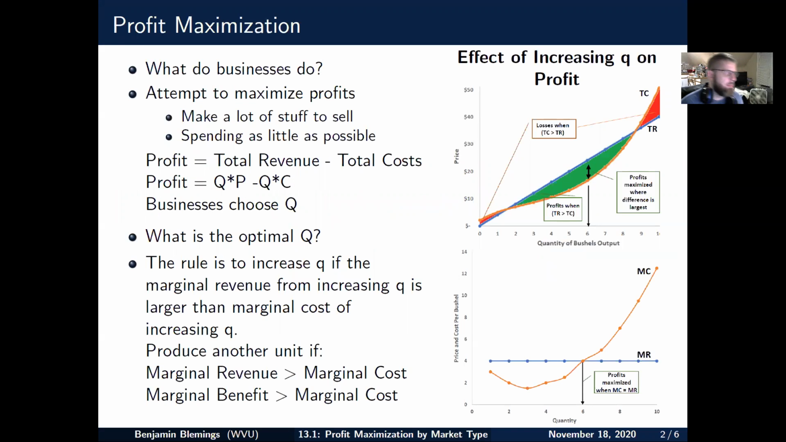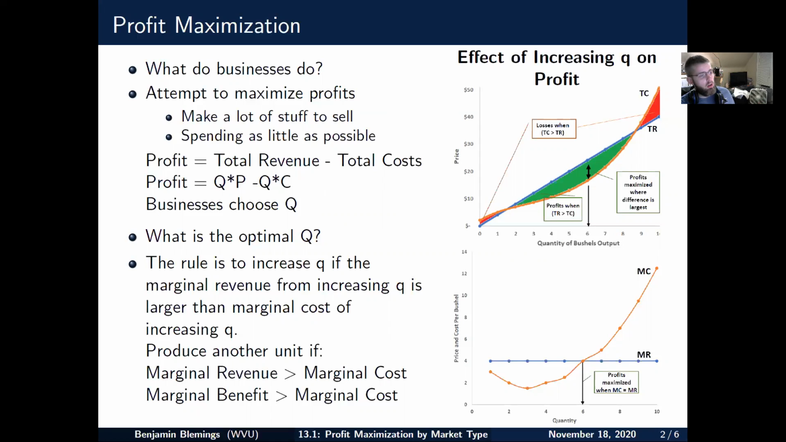And so I want to talk for a moment about profit maximization. What do businesses do? They're trying to maximize their profits. So they're trying to make a lot of stuff and sell it, and spending as little as possible. And so we know the profit equation is total revenue minus total costs. And profit is the quantity you sell times the price you sell it at, minus the quantity you make times the cost it takes to make it. And businesses are choosing the Q, they're not choosing the P or the C, technically.